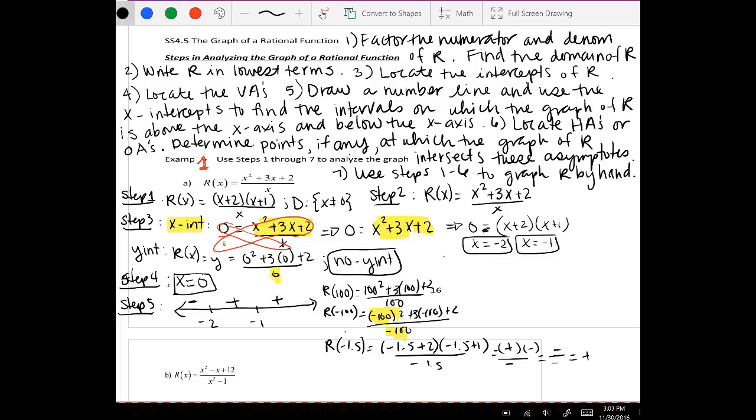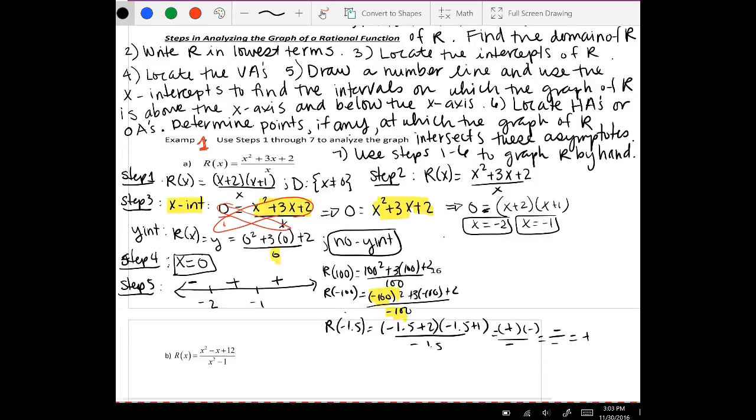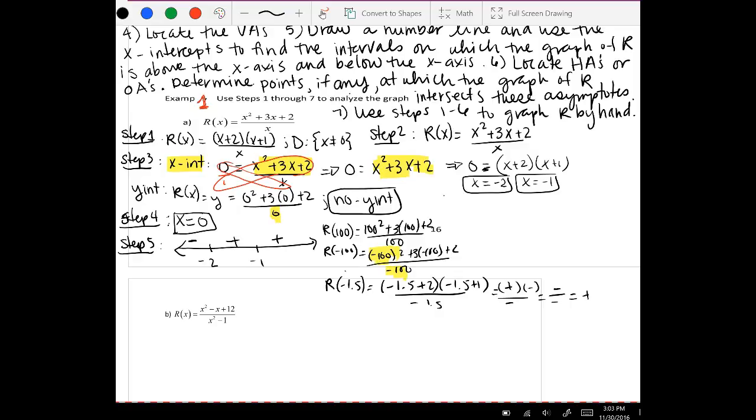Step six says that we have to locate either the horizontal asymptote or the oblique asymptote. I'm just going to do it right over here, using a different color pen so we can distinguish these. So step six. HA or OA, that is the question. Let's look at the degree on the top. The degree on the top is 2. The degree on the bottom is 1 because it's x to the first power.